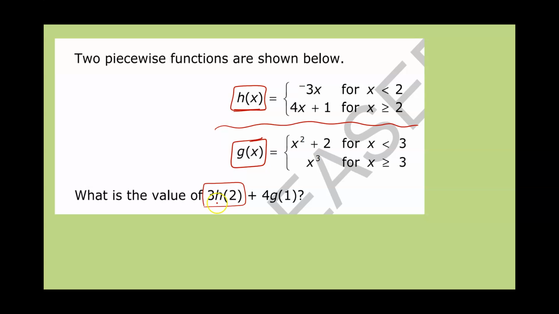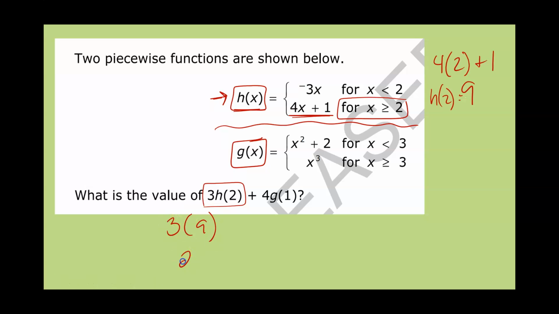So h of 2 means I have to use the h function. Then I look at the domain. It can equal 2 on that last one. So I'm going to plug 2 into here. I'm going to do a little side work, and I'm going to say 4 times 2 plus 1, which is going to be 9. But this equation says 3 times h of 2. Well, h of 2 is 9. So I'm going to say 3 times 9 and get 27.